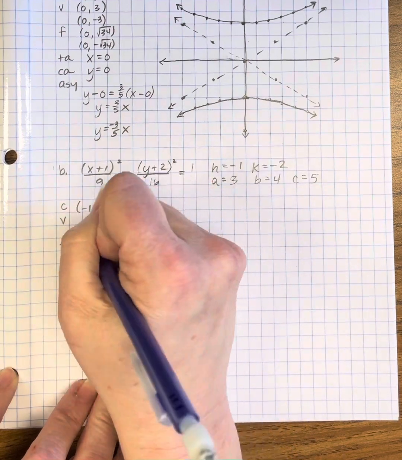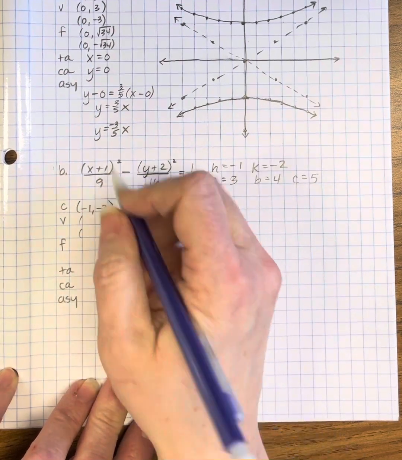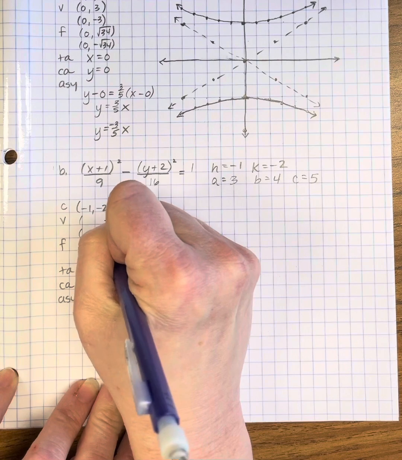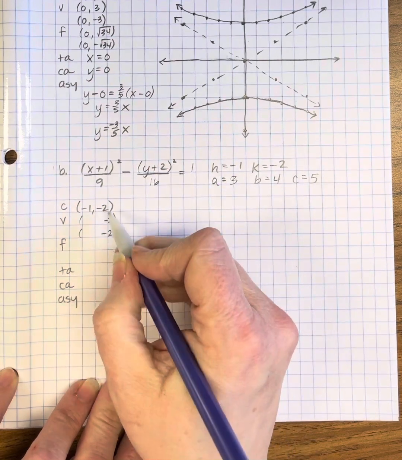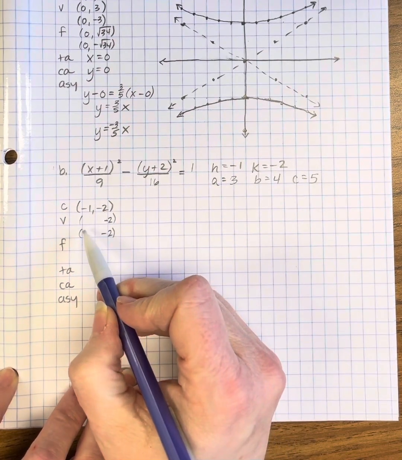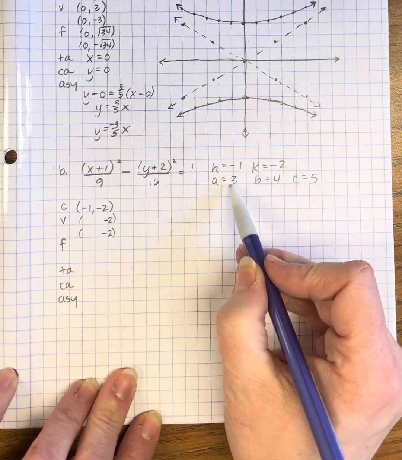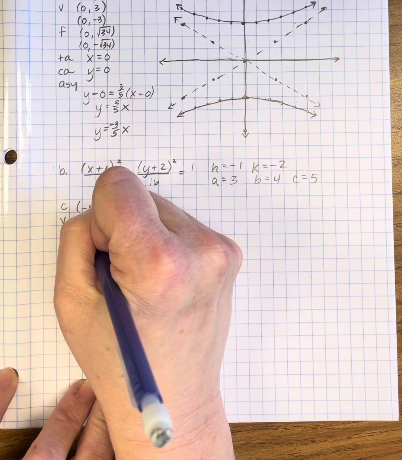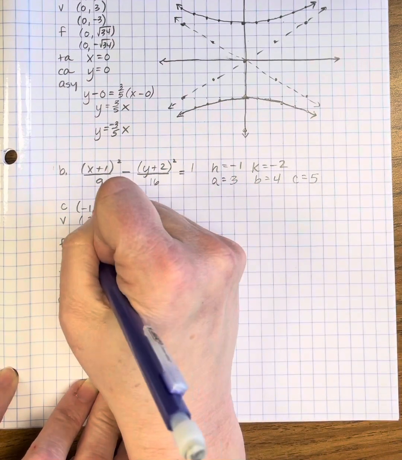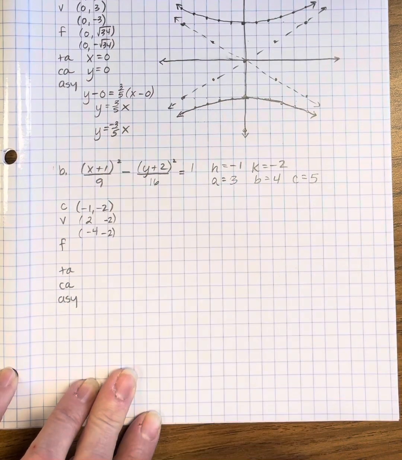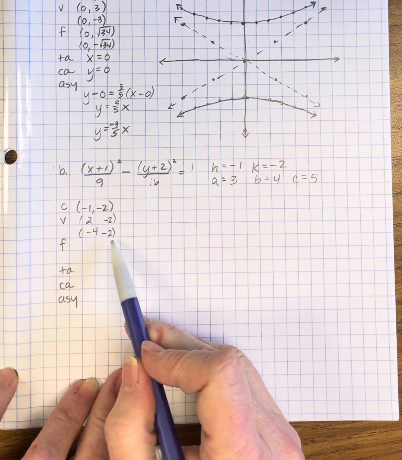For my vertices, my y value is the same as k. My x value is going to be h plus or minus a. So if I add those two, I get a positive 2, and if I subtract those two, I get a negative 4. So my vertices are at (2, -2) and (-4, -2).